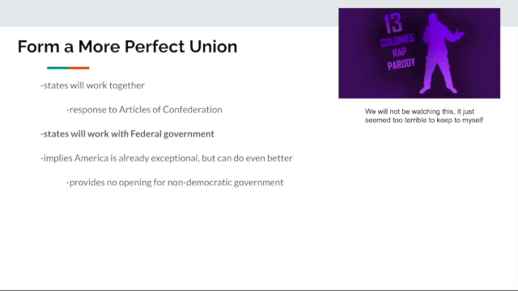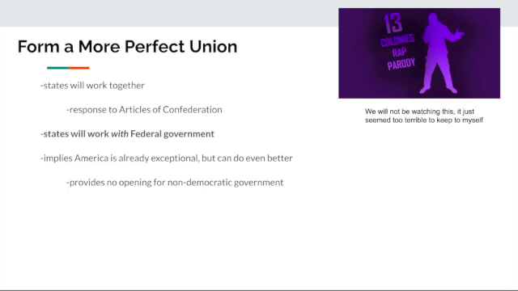Form a more perfect union. We're not going to watch that link on the right because it's cursed. So, states are going to work together. The Articles of Confederation were good. Remember, the word here is more perfect union. They're still saying, hey, we had a perfect union. We're great. We know what we're doing. It's better than what we had with Great Britain. We're going to make it even better.